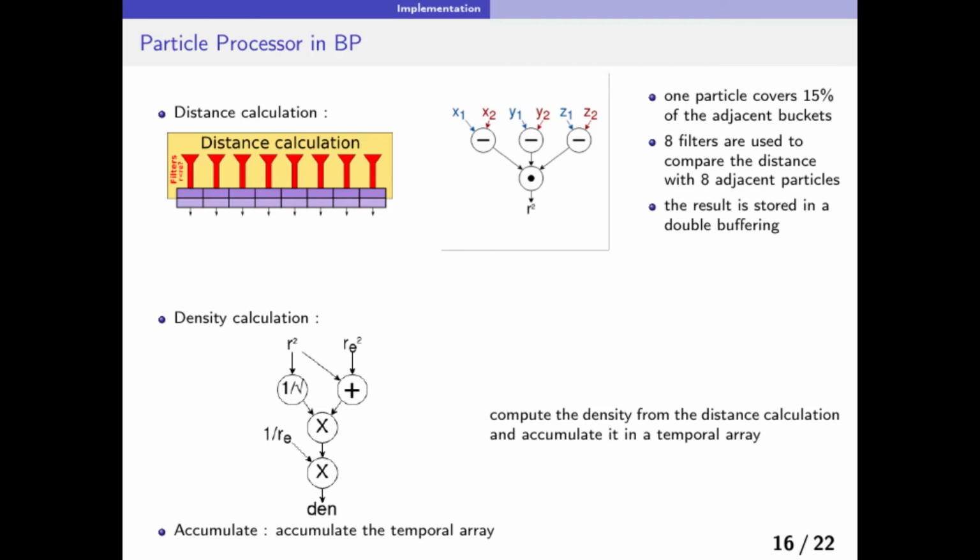The distance calculation is a simple dot product on the difference between the coordinates. As one particle covers around 15% of a bucket, 8 filters are used to get one output every time step. The density calculation is then used after getting the square of the distance.